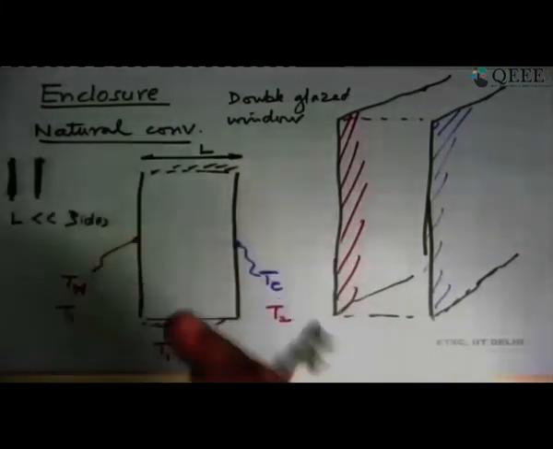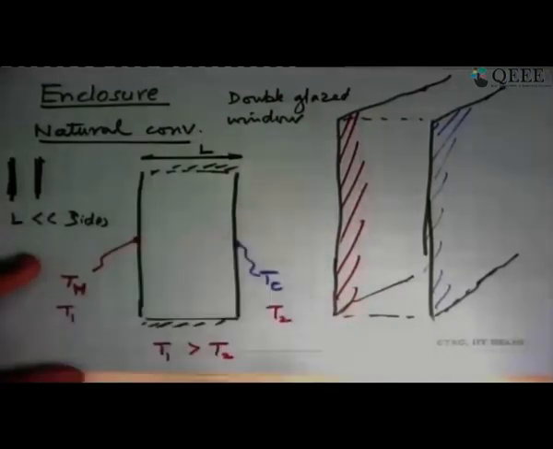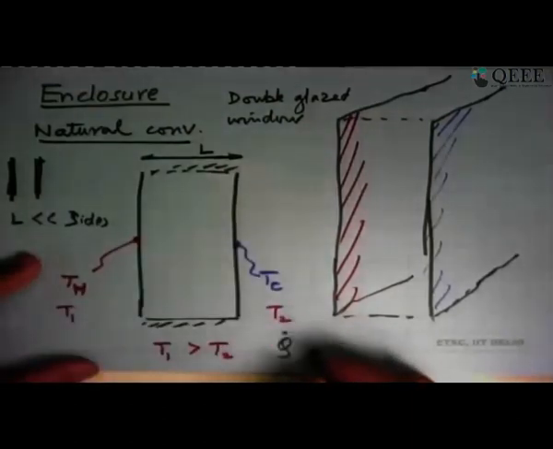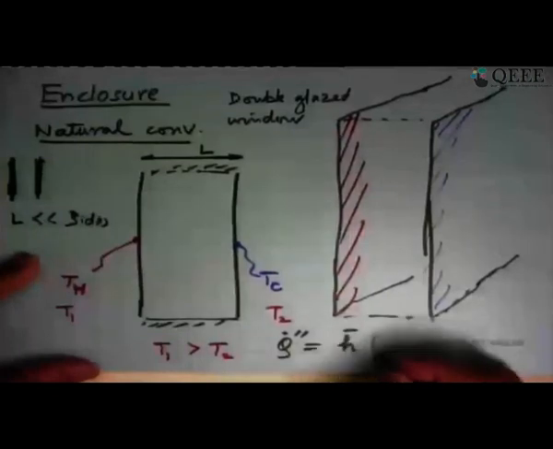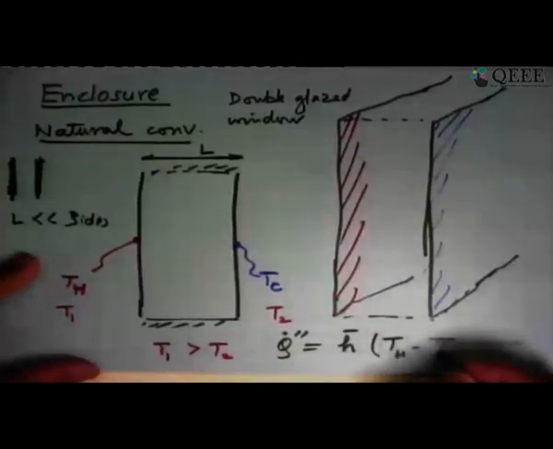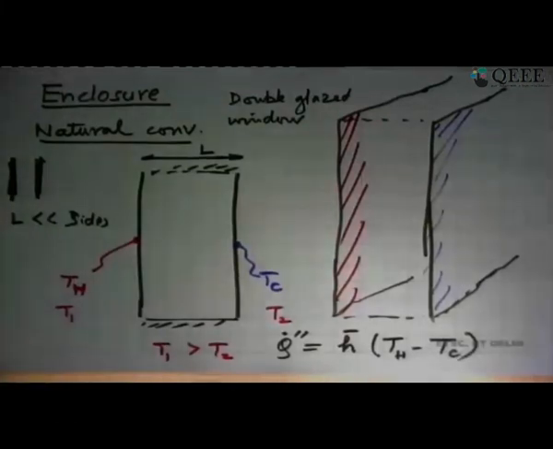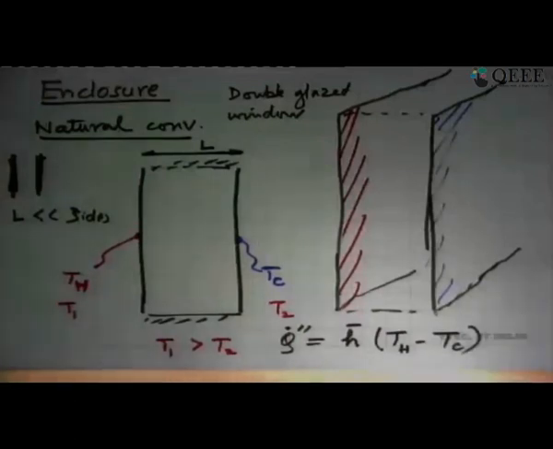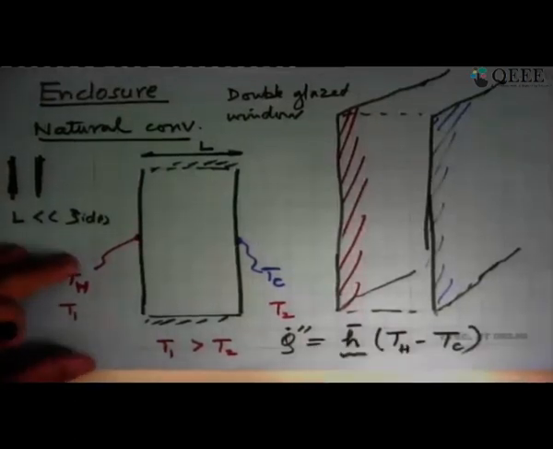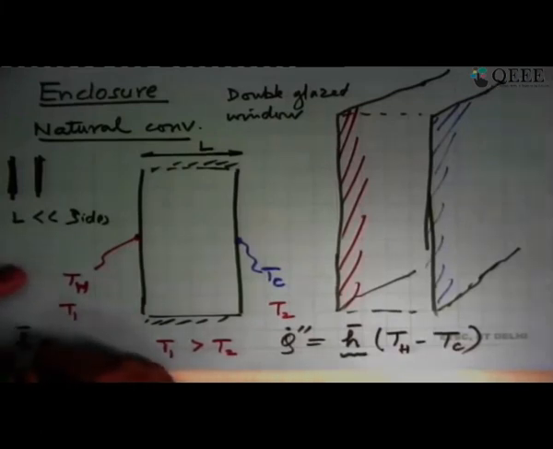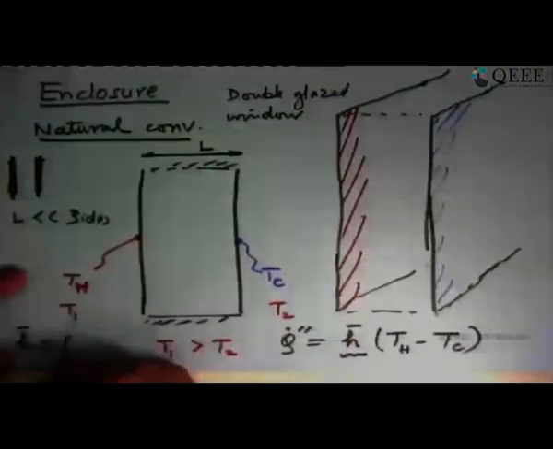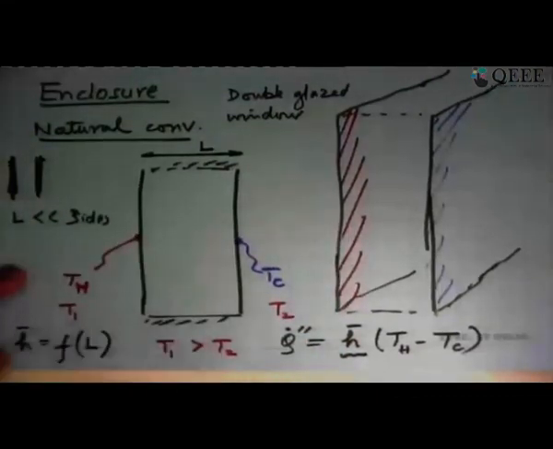Now we want to ask what is the heat transfer rate between this and this. So we will say this is q double prime, because it's a very large plate. q double prime, the heat transfer rate per unit area, is some sort of an average heat transfer coefficient times Th minus Tc. This is what we want. There is no T infinity in this problem, so there is no infinite fluid here. What does this average heat transfer coefficient depend on? It depends on the fluid mechanics of what's going on over here, and that is a function of L.